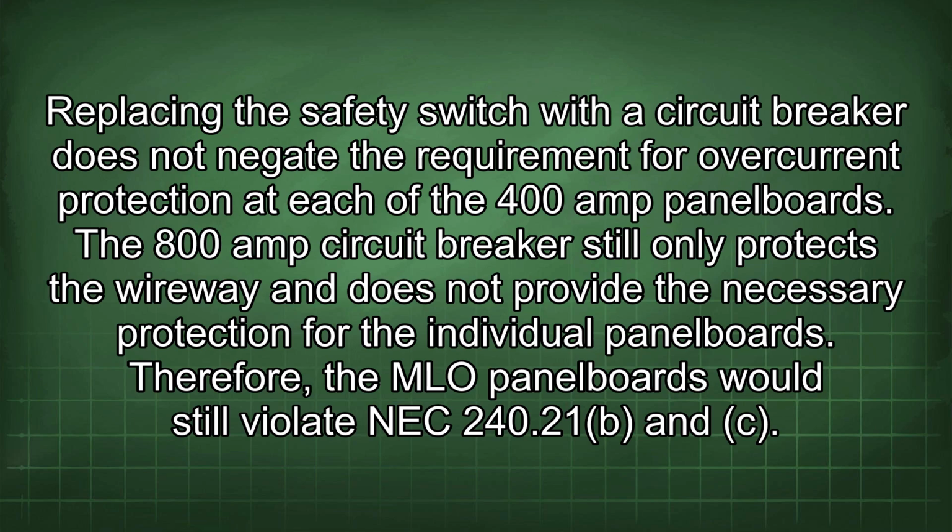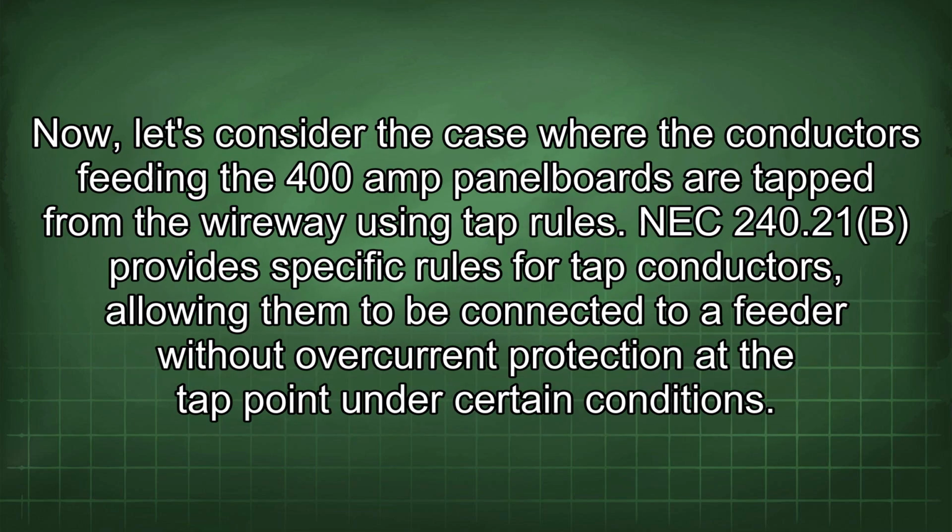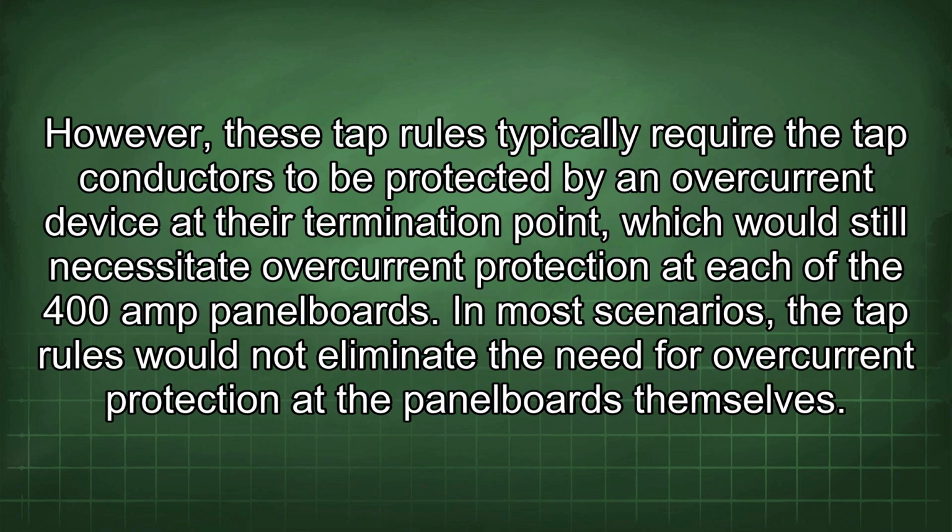Now, let's consider the case where the conductors feeding the 400 amp panelboards are tapped from the wireway using tap rules. NEC 240.21(B) provides specific rules for tap conductors, allowing them to be connected to a feeder without overcurrent protection at the tap point under certain conditions. However, these tap rules typically require the tap conductors to be protected by an overcurrent device at their termination point, which would still necessitate overcurrent protection at each of the 400 amp panelboards. In most scenarios, the tap rules would not eliminate the need for overcurrent protection at the panelboards themselves.